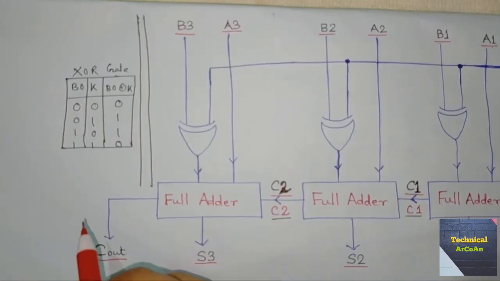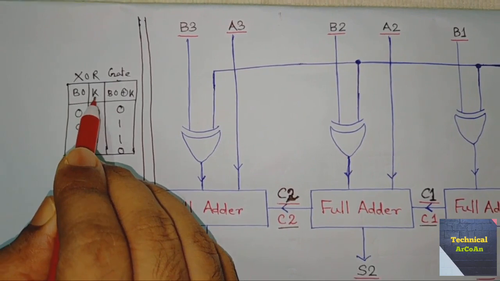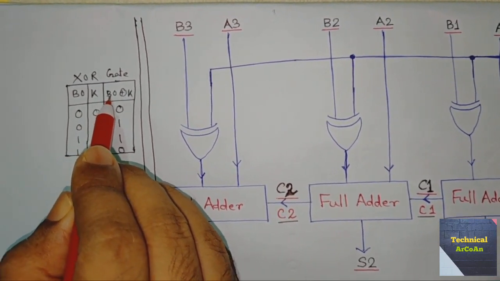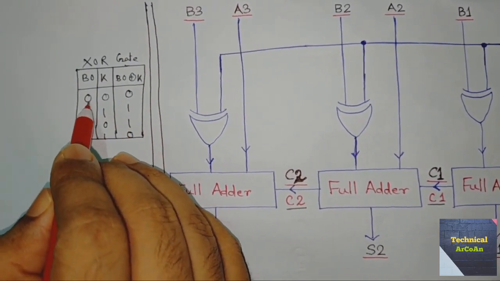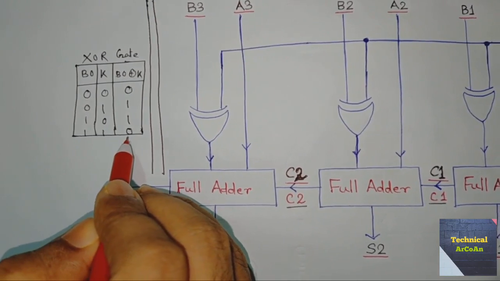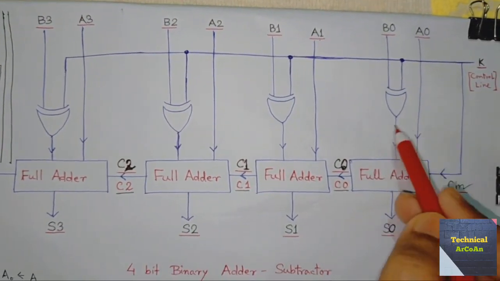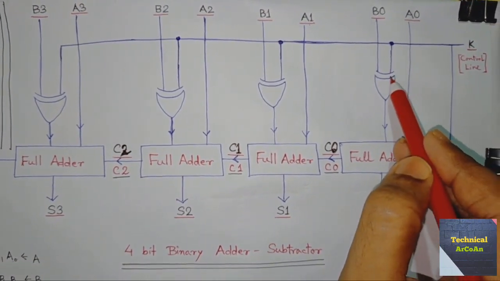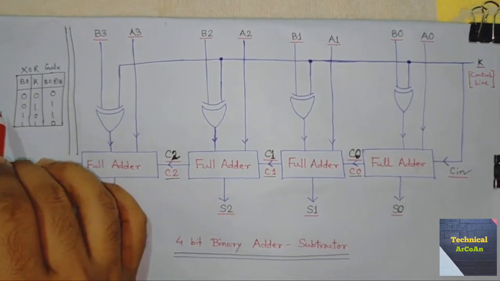Now we take an XOR gate truth table where the inputs are B0 and K and the output is B0 XOR K. This is the truth table. When the inputs are 0 0 you get 0, when 0 1 you get 1, when 1 0 you get 1, and when 1 1 you get 0. Why? Because according to this diagram there is an XOR where one input is K and another input is B0. That's why we are providing this truth table.